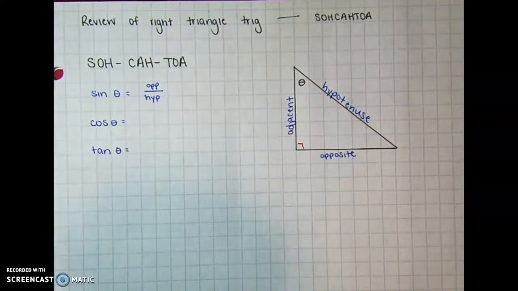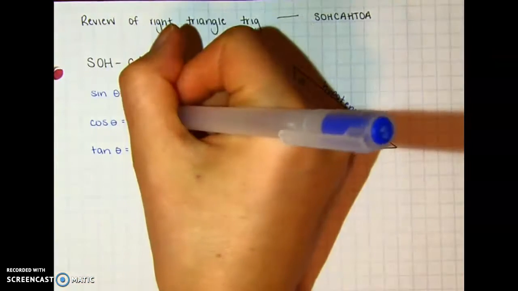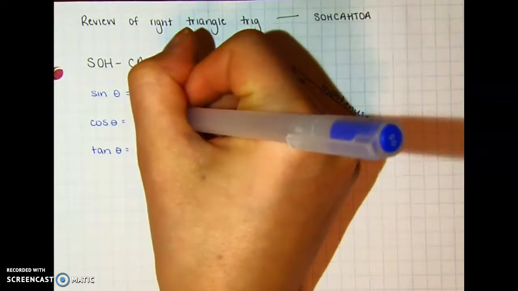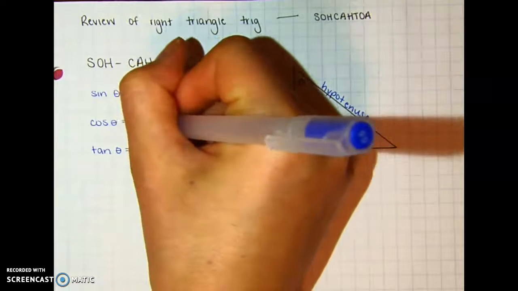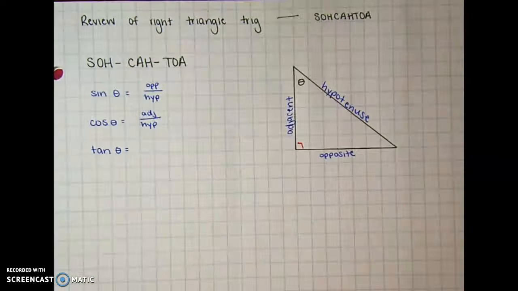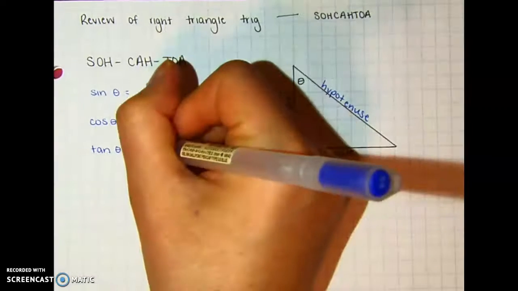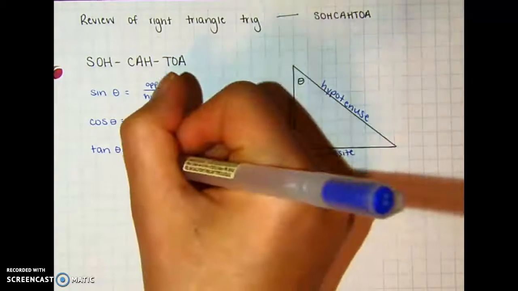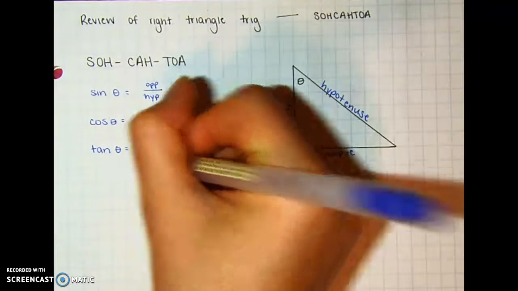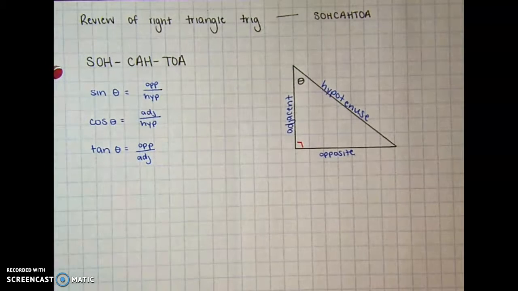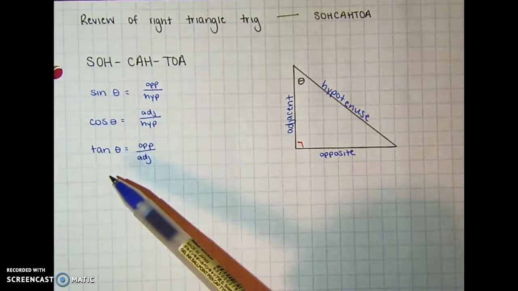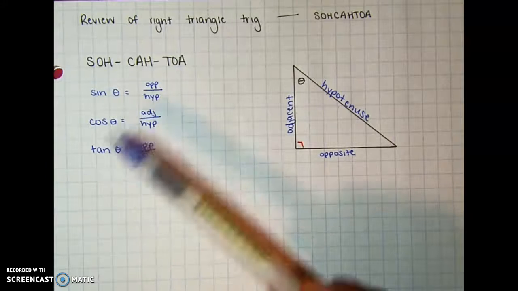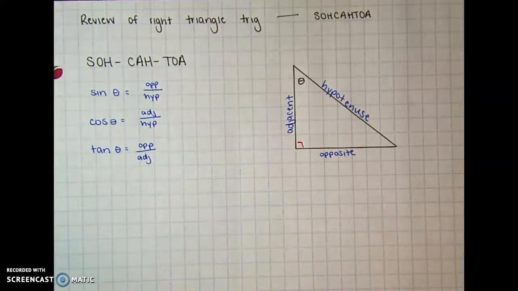Cosine is defined as adjacent divided by hypotenuse. And tangent is opposite divided by adjacent. Okay, so we know all of these. We can use them to help solve right triangle problems.